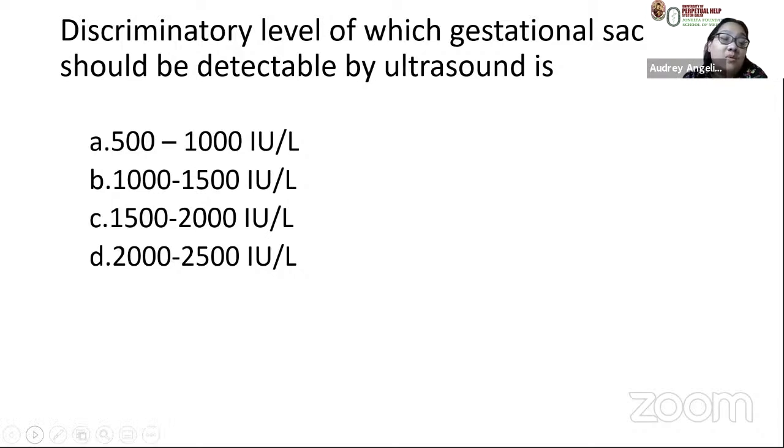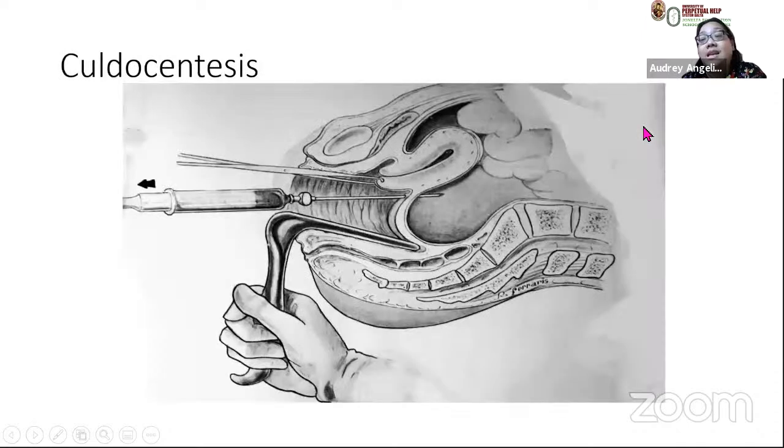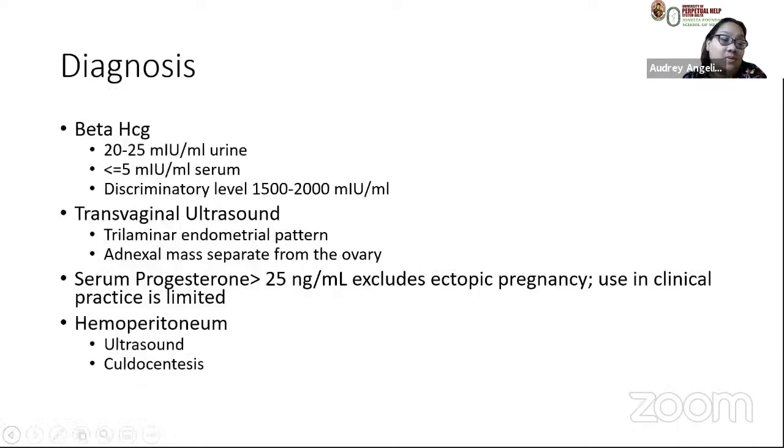Okay, so these two questions ask how your ectopic pregnancy is diagnosed. It could be diagnosed in a number of different ways. Of course, most common would be your beta HCG. In the urine, it's 20 to 25 mIU/ml. In serum, it's less than 5. Of course, your discriminatory level is 1.5 to 2,000 milli-international units per ml.